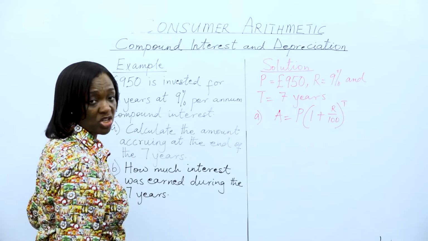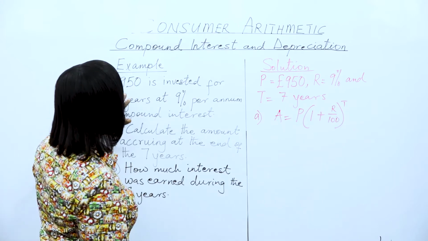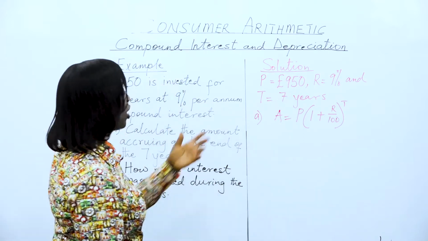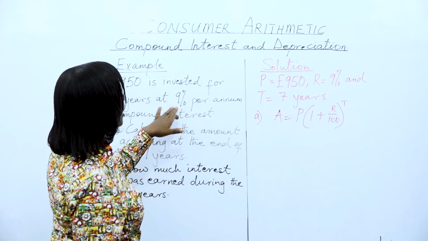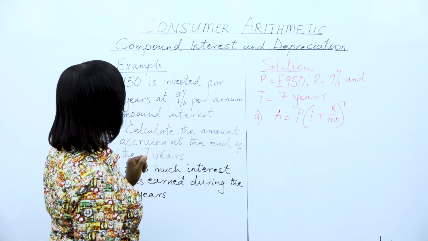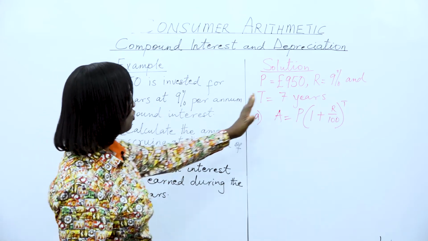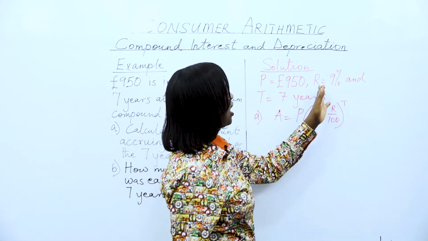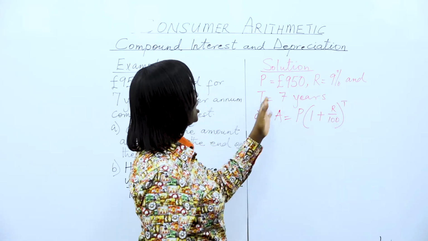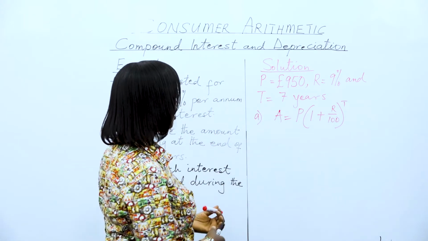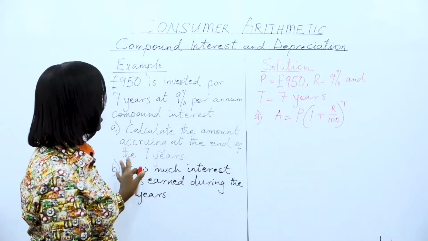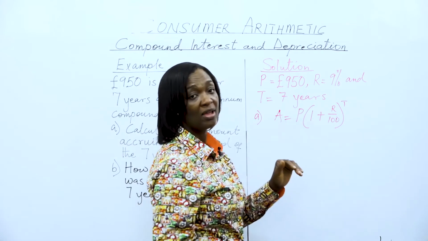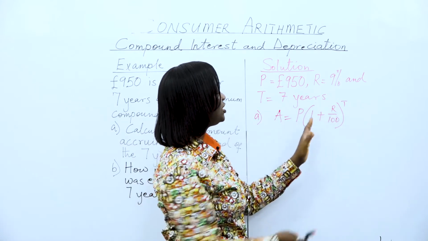Let's look at the information we have been given. The principal is £950. We got that from the question. The rate is 9% per annum, and the time is 7 years. So we'll put all that down now. P is 950, R is 9%, and T is equal to 7 years. The first question is to find the amount after 7 years, and we have the formula. A is equal to P times 1 plus R over 100, to the power T.